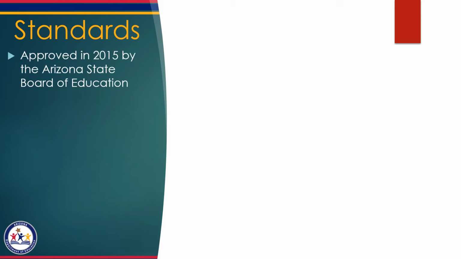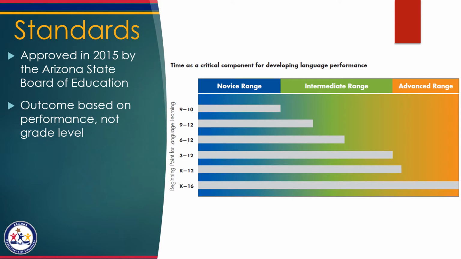Let's start by examining the 2015 World and Native Language Standards. These were approved and formally adopted in 2015 by the Arizona State Board of Education. The standards are very different in that they are not grade level based standards. The standards are dependent upon the outcome of the performance of the student. What this means is that a second grader in a Spanish dual language immersion class may have the same standards as a high school student in a Spanish 1-2 class. The standards are written based upon the ability of the student to perform at a particular proficiency level.